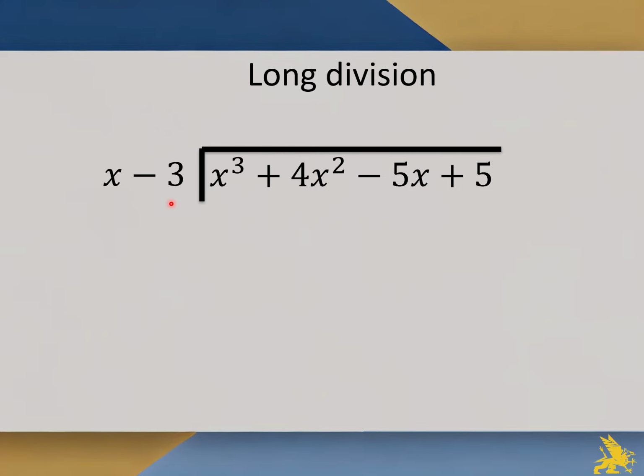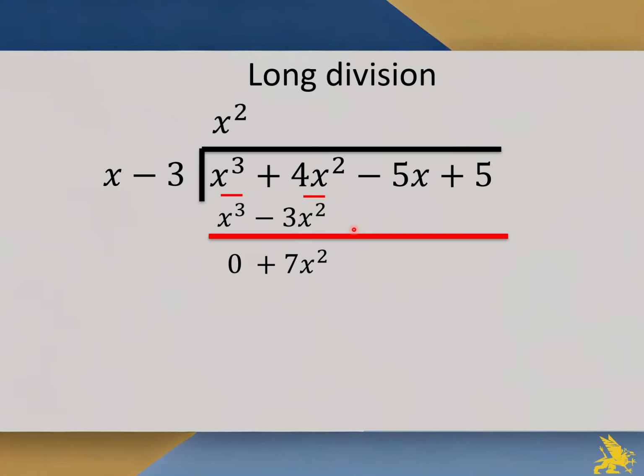Let's do another question. x to the power of 3 plus 4x squared, take away 5x plus 5, and we're dividing by x minus 3. So the first thing is we've got x to the power of 3 and we divide it by x. That gives me x squared. To find out how much I've shared, I go the opposite way. x squared times x is x cubed, and x squared times negative 3 is negative 3x squared. I take that away. It cancels out this first part, and I've got 4x squared, take away negative 3x squared. That turns into a plus, and I get 7x squared.